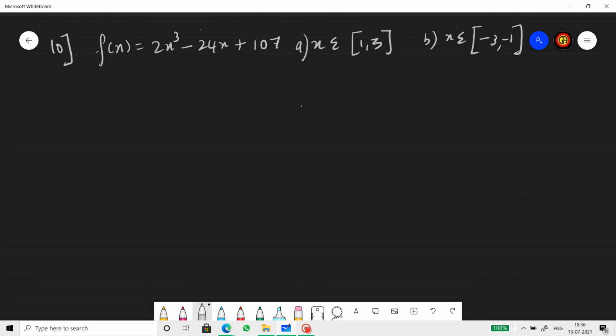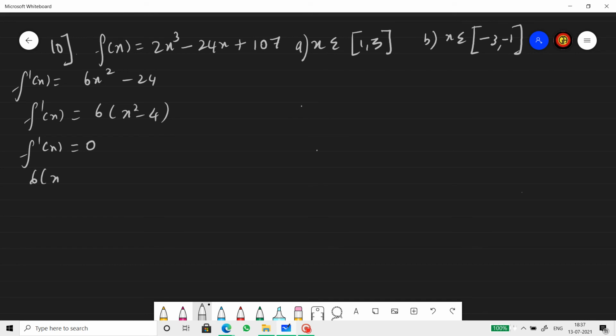Now f of x is equal to 2x cube minus 24x plus 107, where x belongs to 1 comma 3, and x belongs to minus 3 comma minus 1. Find the absolute maximum and minimum values. Now f dash of x is 6x square minus 24. f dash of x can be written as 6 times x square minus 4. f dash of x is equated to 0. So 6 times x square minus 4 is equal to 0. So x is equal to plus or minus 2.